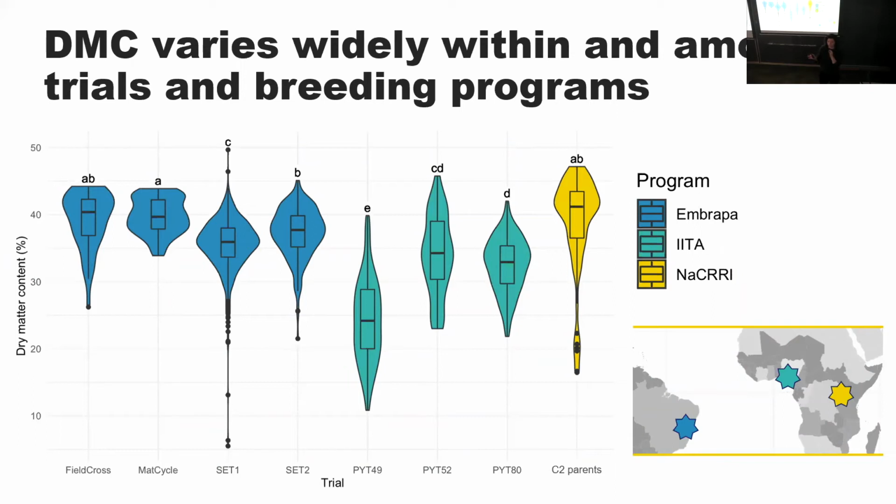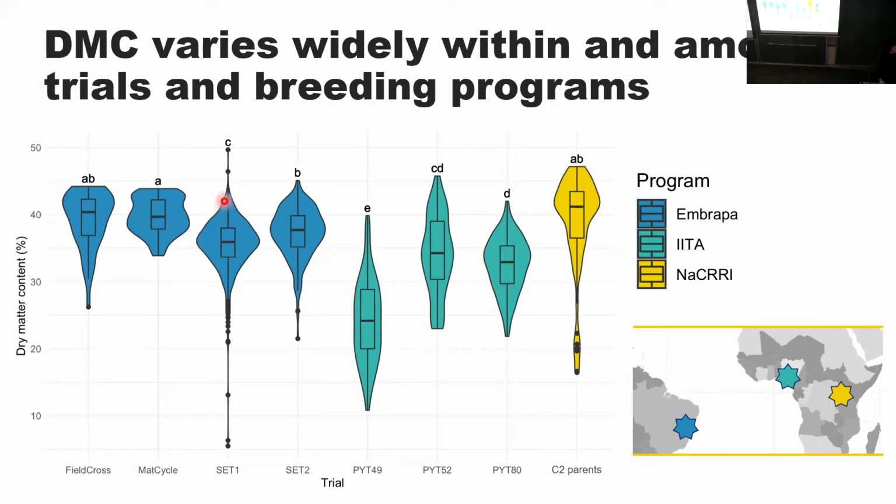So these are the populations that I've been working with so far. The dry matter content varies pretty widely, both within and among both trials and breeding programs. I want to point out a couple things here. First is these 2 trials at Embrapa in Brazil are seedling evaluation trials. And if you talk to any cassava breeder, you'll know that seedling evaluation trials from true seed are not always indicative of what the plant will actually do when you take a clonal propagule from it.